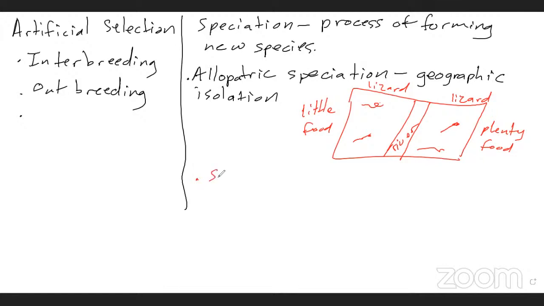All right, so sympatric speciation. With allopatric, it's geographic speciation, right? With sympatric, it's something that prevents them from reproducing or isolates them in a reproductive sense. Let me show you this.